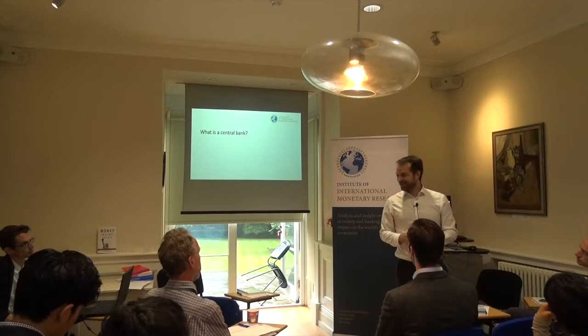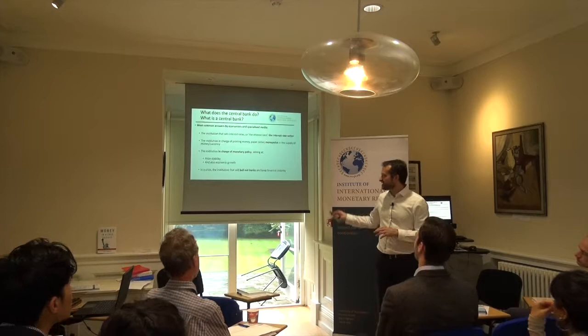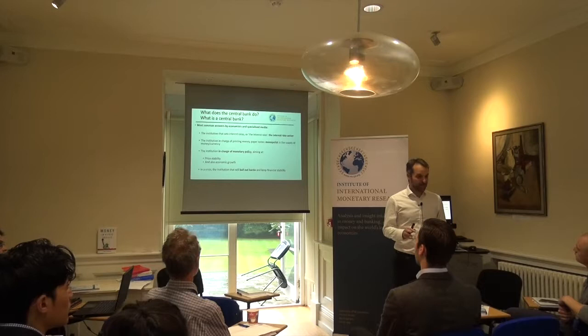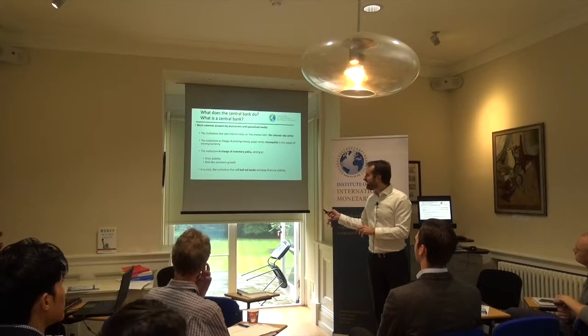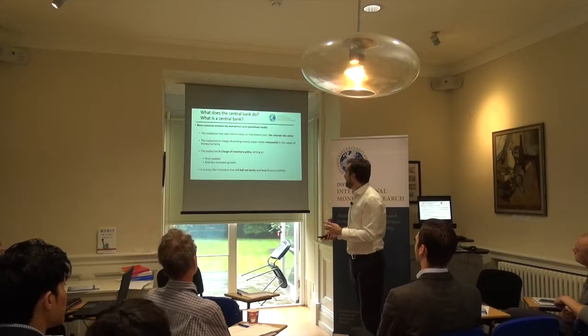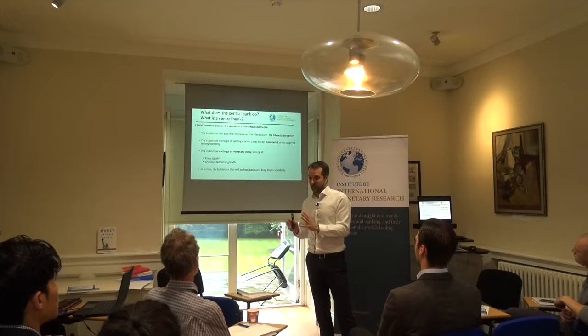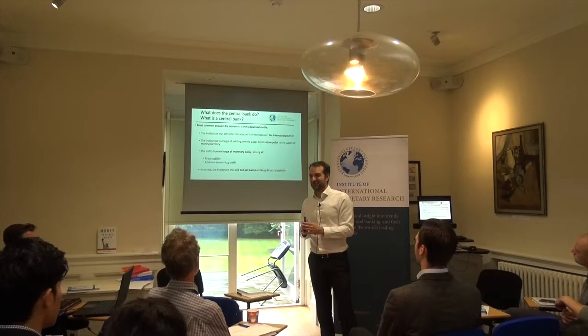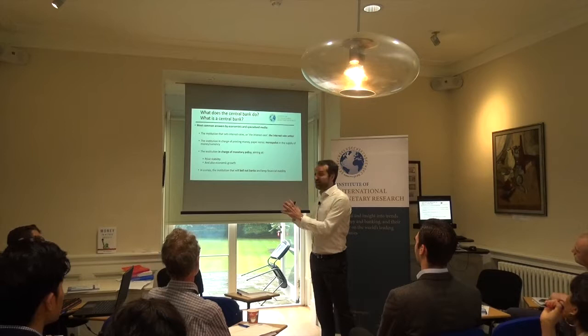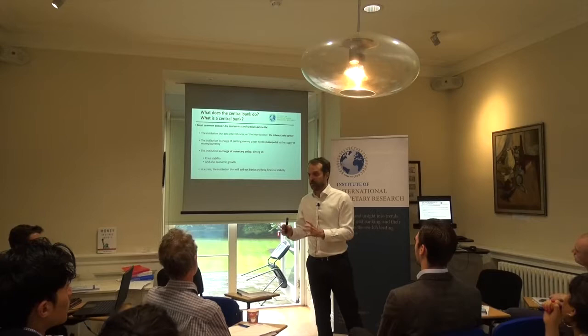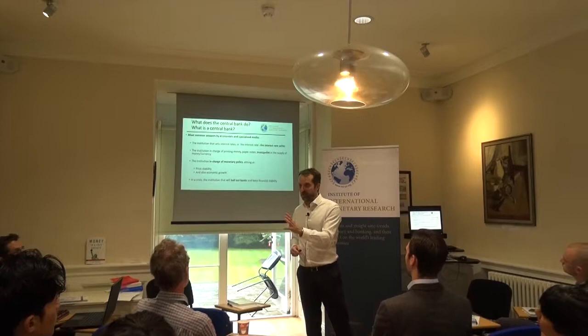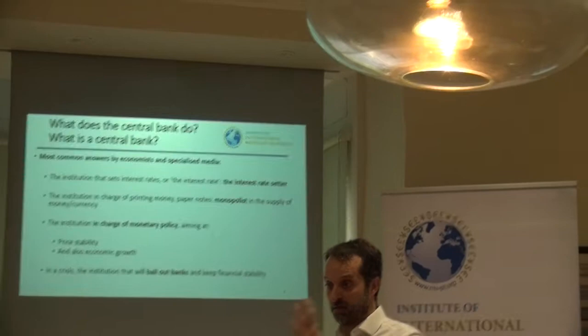Let me discuss some of those against the most common answers to the question I put to you. It's not a tricky question, is it? Some people say, as Andrew did, the institution that sets interest rates, the interest rate setter. First of all, we need to define what the interest rate is. You surely meant the policy rate, because there are thousands of interest rates. There is no one interest rate in the economy, but many. If you meant the policy rate, the overnight rate at which the central bank lends money to the banking sector, that's correct. I'm sorry, I'm very picky with the definitions, but that's how it should be put.